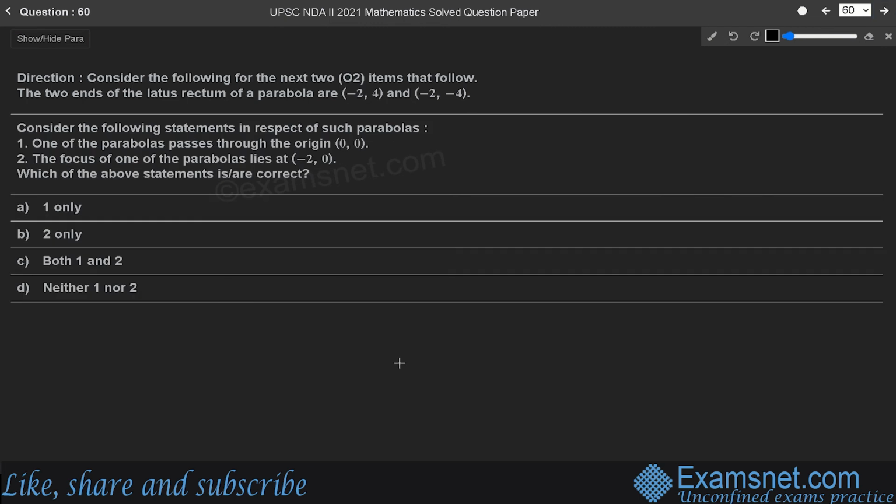Next question is: the two ends of the latus rectum of a parabola are (minus 2, 4) and (minus 2, minus 4). Consider the following statements in respect of such parabolas. First statement: one of the parabolas passes through the origin (0, 0). Second statement: the focus of one of the parabolas lies at (minus 2, 0). Which one of the above statements is or are correct? So first let us make the parabola having the points (minus 2, 4) and (minus 2, minus 4).